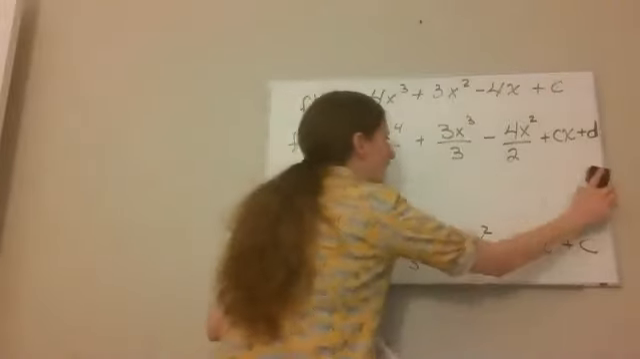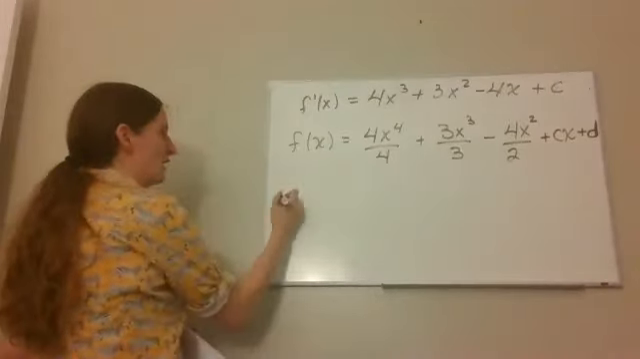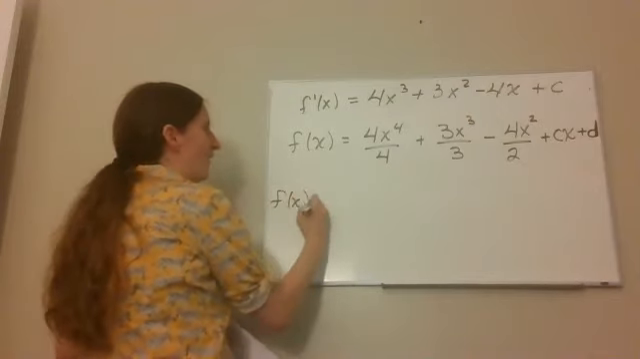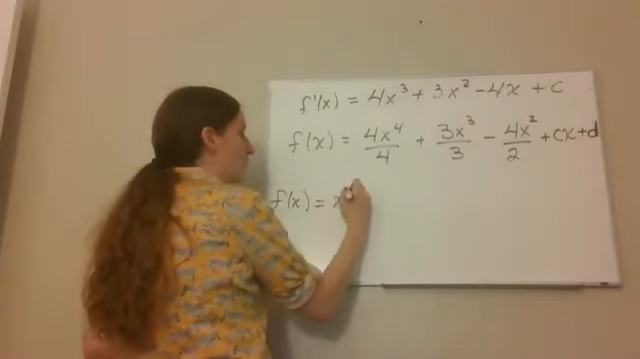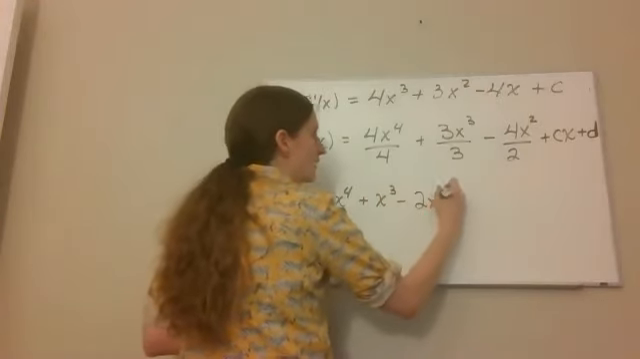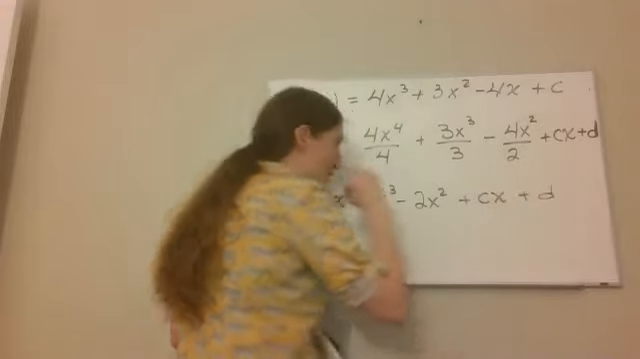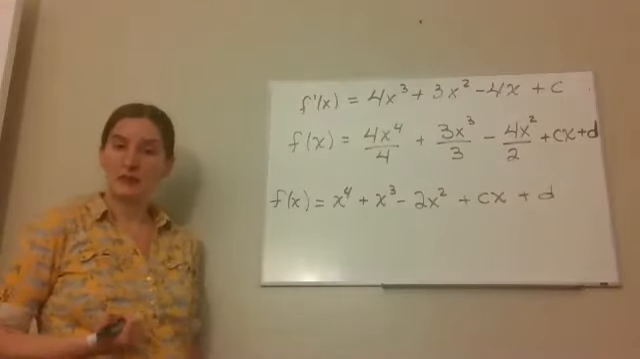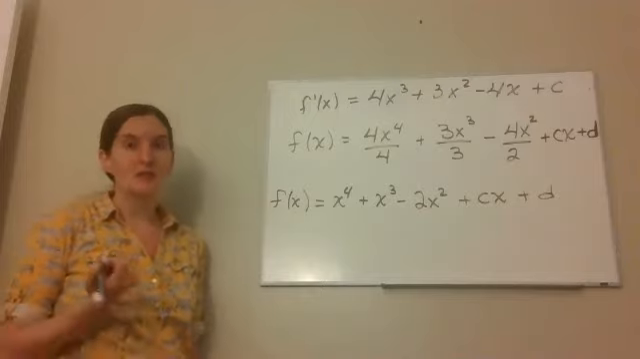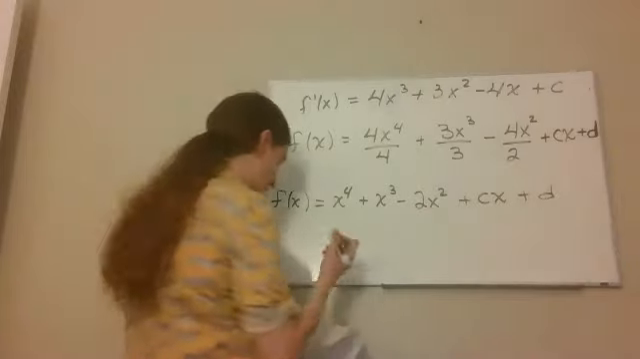Let's simplify those fractions a little bit to make it a little prettier. And we have f of x is equal to x to the fourth plus x to the third minus 2x squared plus cx plus d. But now I have to figure out what c and d are. But luckily, I was given 2 different pieces of information.